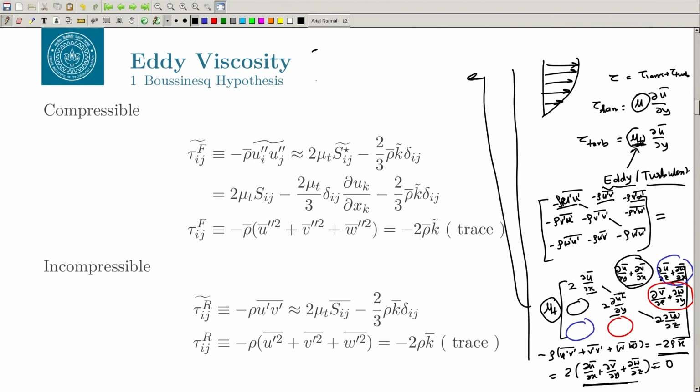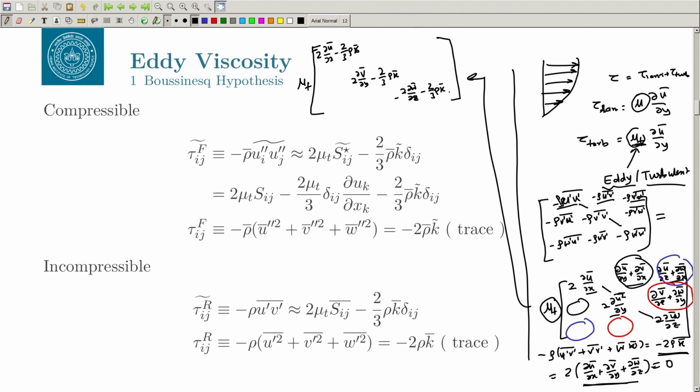So, your equation will look like, put mu t here, and this will become 2 del u bar by del x minus 2 by 3 rho k bar. I am only writing the diagonal term, you know all the other terms. 2 del v bar by del y minus 2 by 3 rho k bar, and then 2 del w bar by del z minus 2 by 3 rho k bar, right. This is to make it consistent.